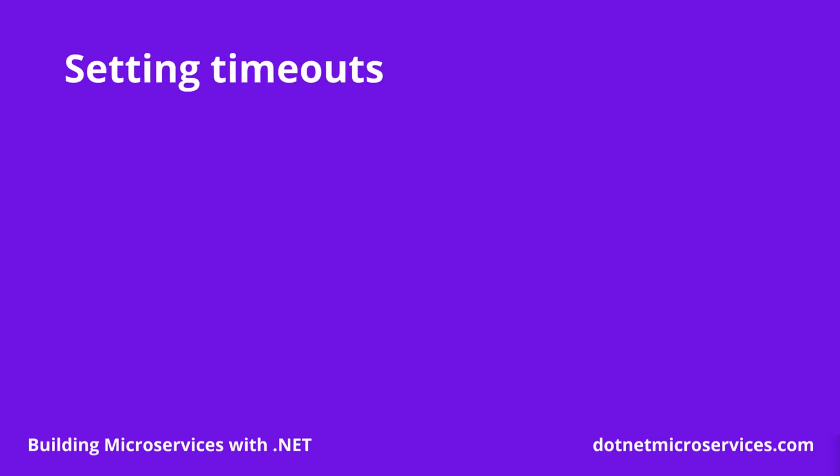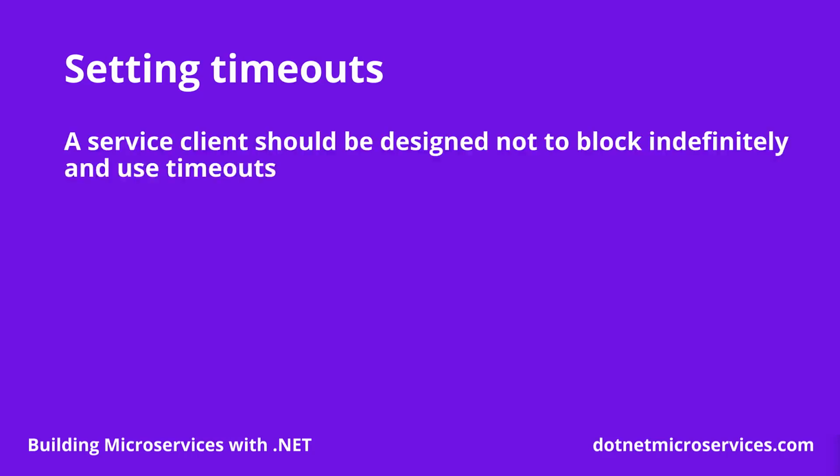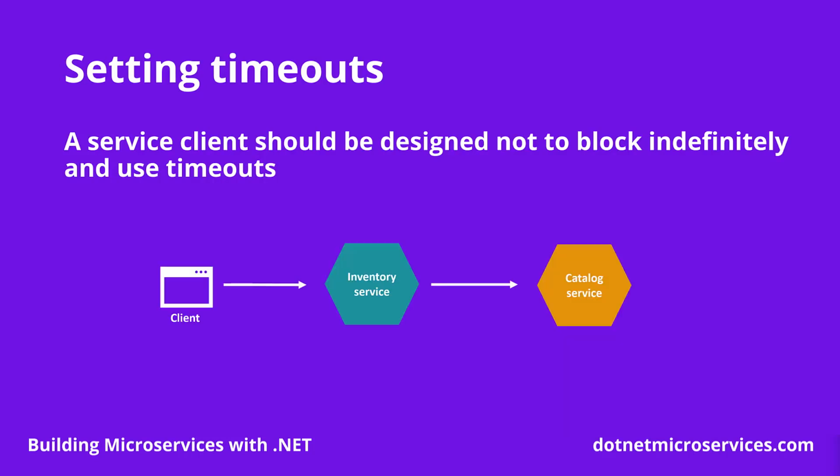One of the first things to consider when making requests to a dependent service is setting appropriate timeouts. A service client should be designed not to block indefinitely and use timeouts. Think about the experience of our client when the catalog service takes a long time to come back to our inventory service, if it ever comes back. Now the inventory service is also taking forever to respond to the client, leaving our users with a bad experience. And not only that, at least one of the threads of inventory is now busy not being able to serve any other requests, which reduces the amount of available resources in the service.